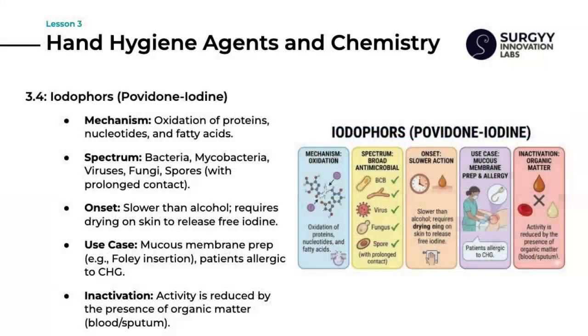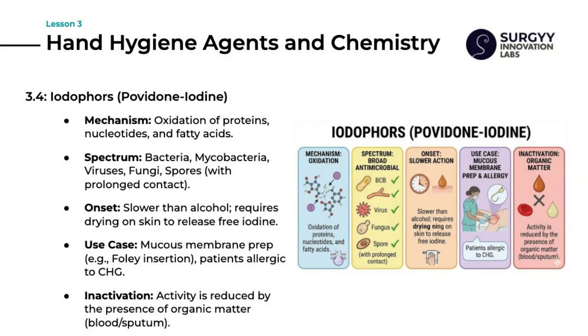Lesson 3, Hand Hygiene Agents and Chemistry. 3.4 discusses iodophores, such as povidone iodine. The mechanism of action is the oxidation of proteins, nucleotides, and fatty acids within the pathogen. Its spectrum is quite broad, covering bacteria, mycobacteria, viruses, fungi, and even spores if there is prolonged contact. The onset of action is slower than alcohol because it requires drying on the skin to release the free iodine necessary for killing.